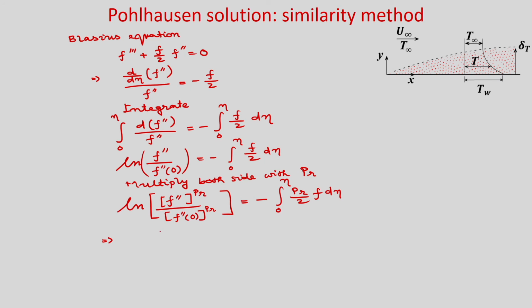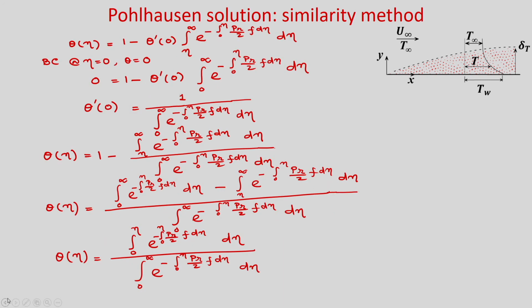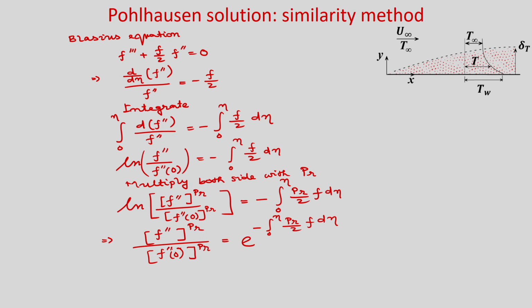So, from here you can write f double prime to the power Prandtl number divided by f double prime 0 to the power Prandtl number is equal to, so it will be exponential, right, e to the power minus integral 0 to eta Prandtl number by 2 f d eta. So, if you see in the last expression, whatever you have, e to the power minus integral 0 to eta Prandtl number by 2 f d eta, that expression we have written in terms of f double prime.